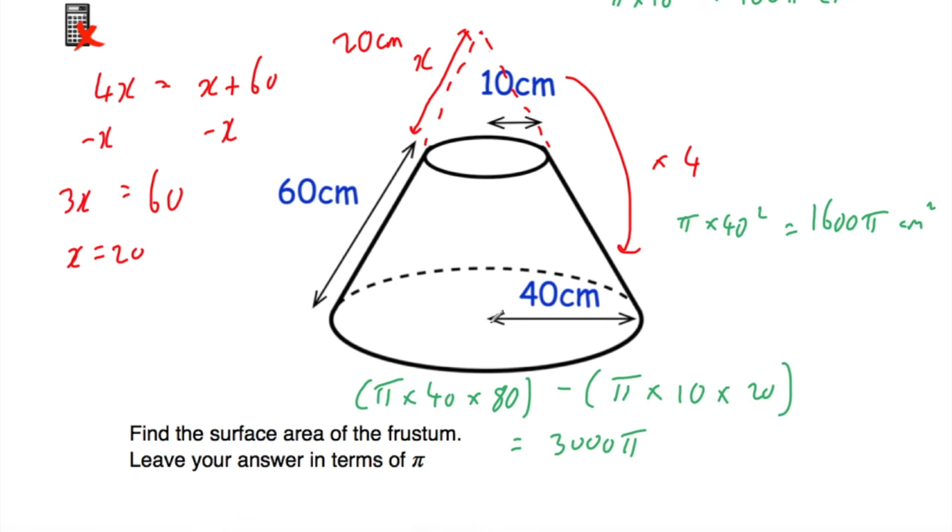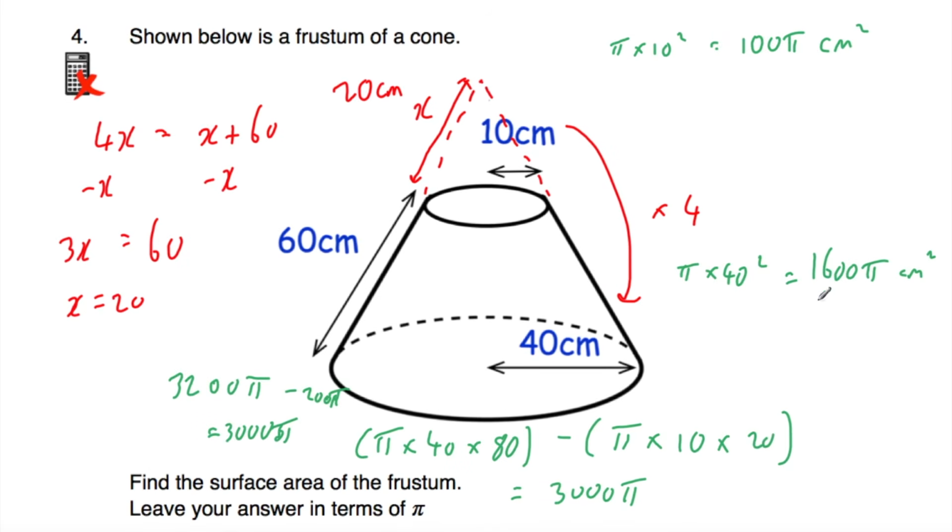And here, without a calculator, we would do 40 times 80, which is 4 times 8 is 32, and then 2 zeros, and then we put the pi on the end. And then we would take away 10 times 20 is 200, and then pi, and then 3,200 take away 200 would be 3,000 pi. Okay, so we would do all that obviously without a calculator.